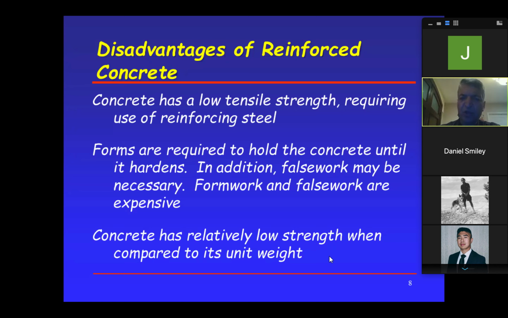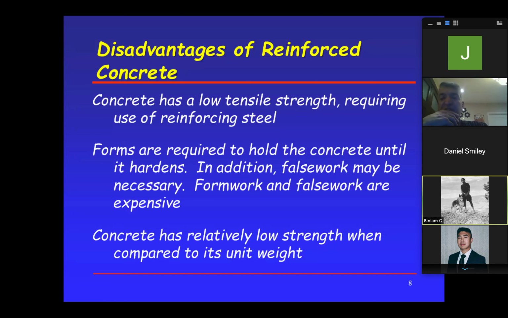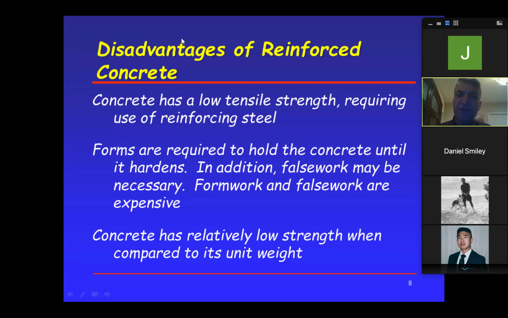Concrete has relatively low strength when compared to its unit weight. Okay, I want to talk about that a little. So the concrete has relatively low strength compared to its unit weight. So what does that mean? Before I say that, first of all, the density of concrete is 150 pounds per cubic feet.